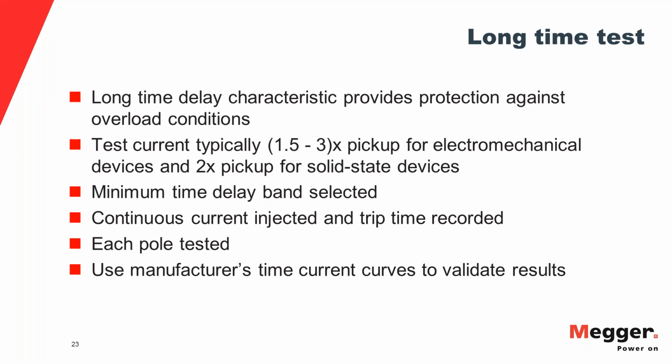And to do this test, you would inject the current continuously and then record the trip time. The trip times are typically in the range of 10 to 50 seconds. Each pole needs to be tested separately because these test sets are usually single phase test sets. The manufacturer's time current curves need to be used to validate the results.